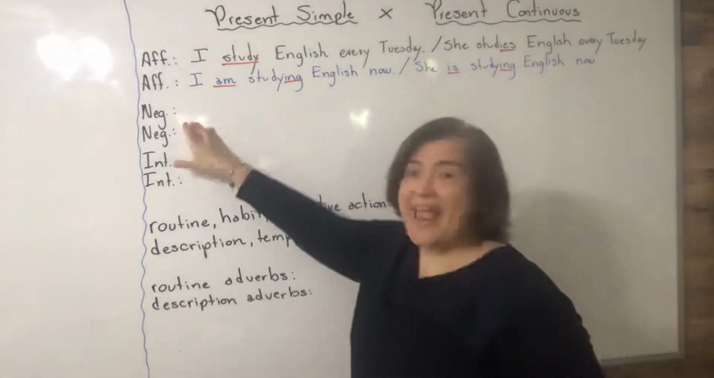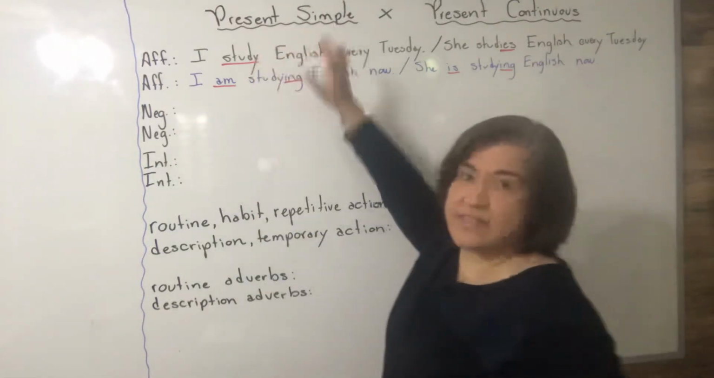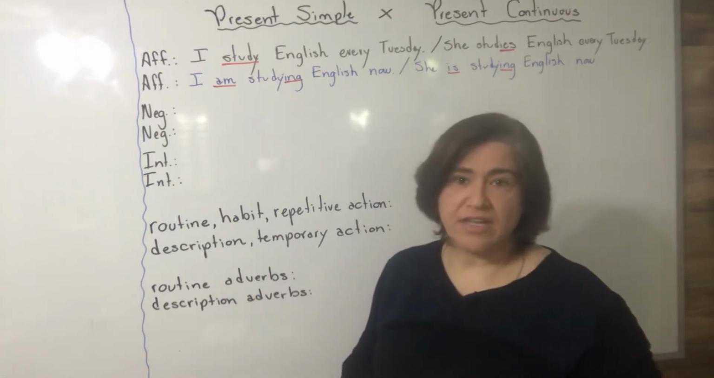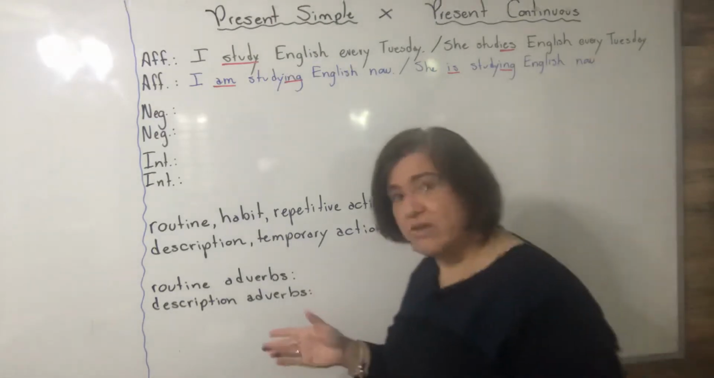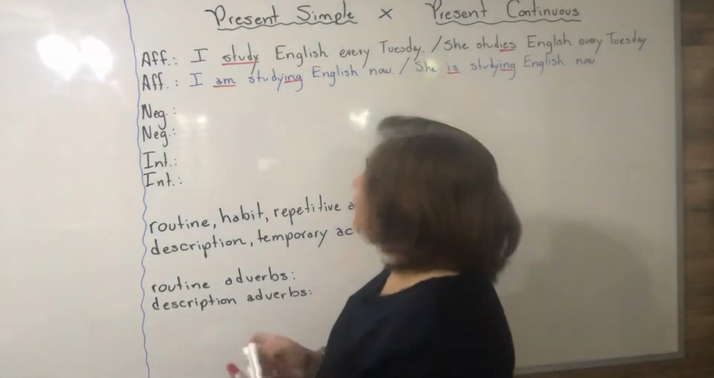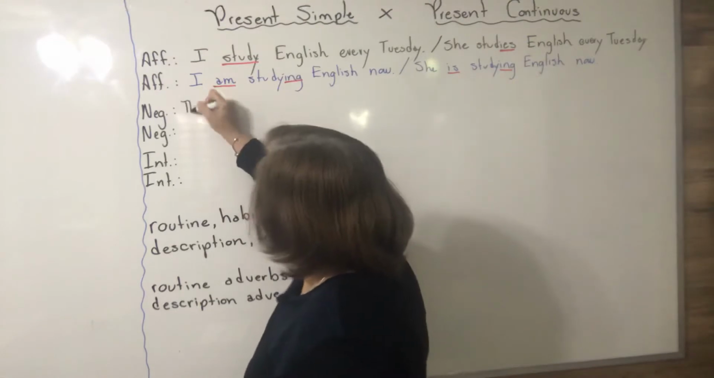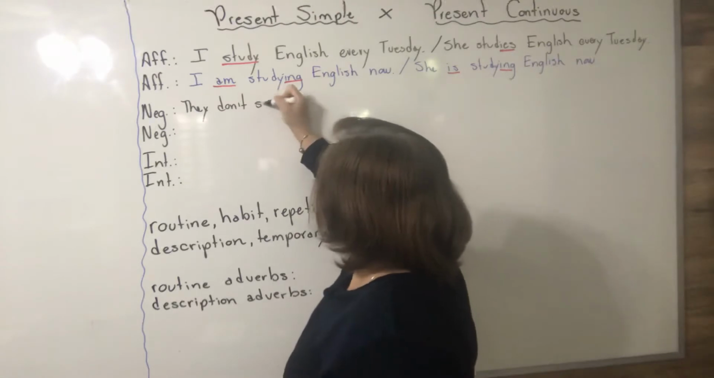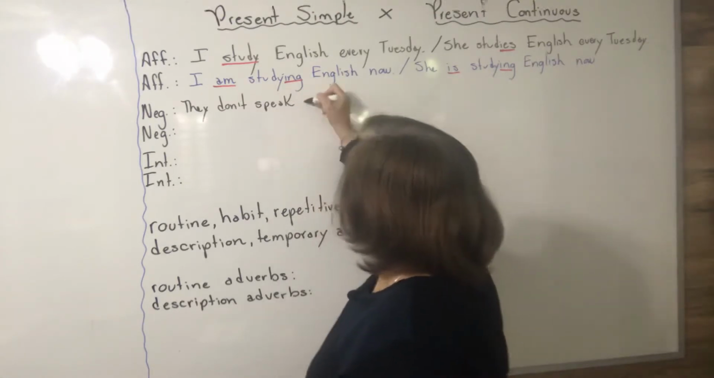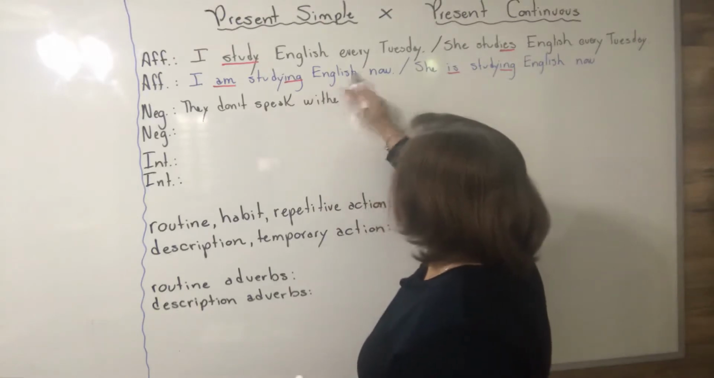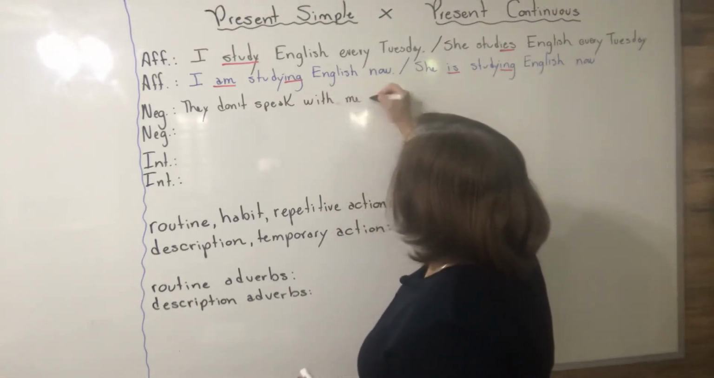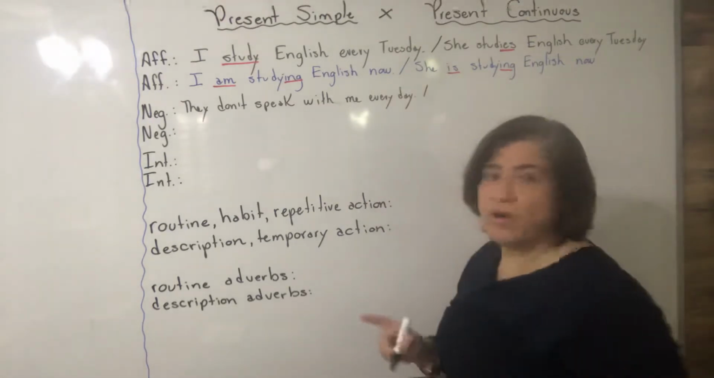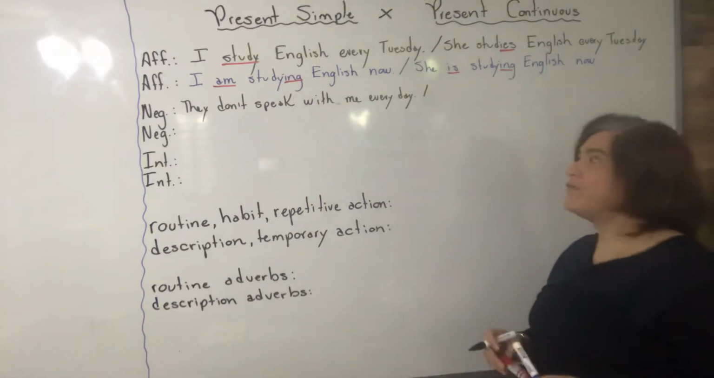Okay? And a negative sentence in present simple. Remember, all negative sentences in English need the auxiliary. So let's go. Auxiliary of present. So we have they don't speak with me every day. Oh my God, sorry. Okay, they don't speak with me every day.